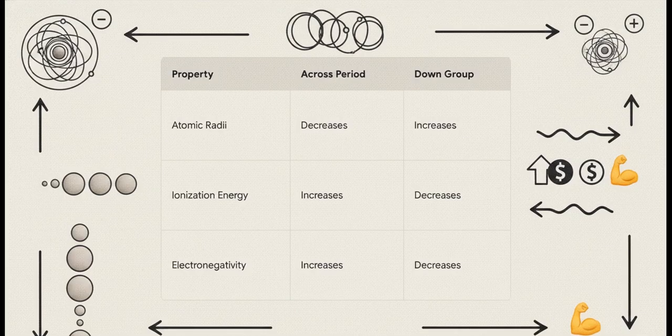Across a period, left to right, atomic radii decrease. Remember, the nucleus pulls them tight, while ionization energy and electronegativity both increase. Notice how they share that exact same directional trend. Then down a group, from top to bottom, the atomic radius increases as the atoms get bulkier, while both the ionization energy price tag and the electronegativity tug-of-war strength decrease. You see? It's all perfectly connected.